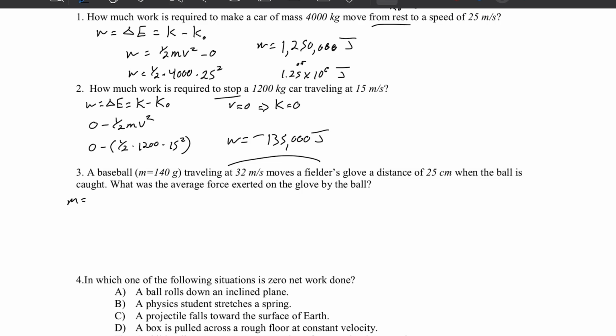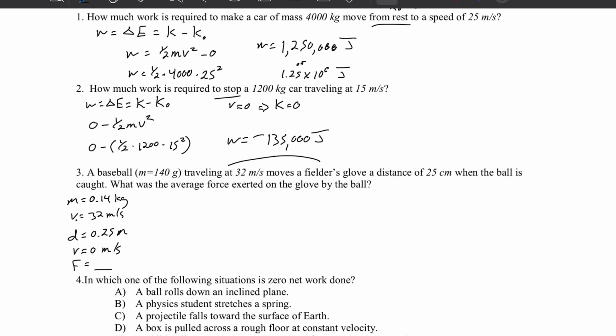All right, a baseball mass 140 grams. Let's convert this to kilograms. So we're going to divide by 1,000, 0.14 kilograms. It's initially traveling at 32 meters per second. It hits a fielder's glove at a distance of 25 centimeters, or 0.25 meters. When the ball is caught, it's no longer moving. So the final velocity is zero. What's the average force exerted on the glove by the ball?